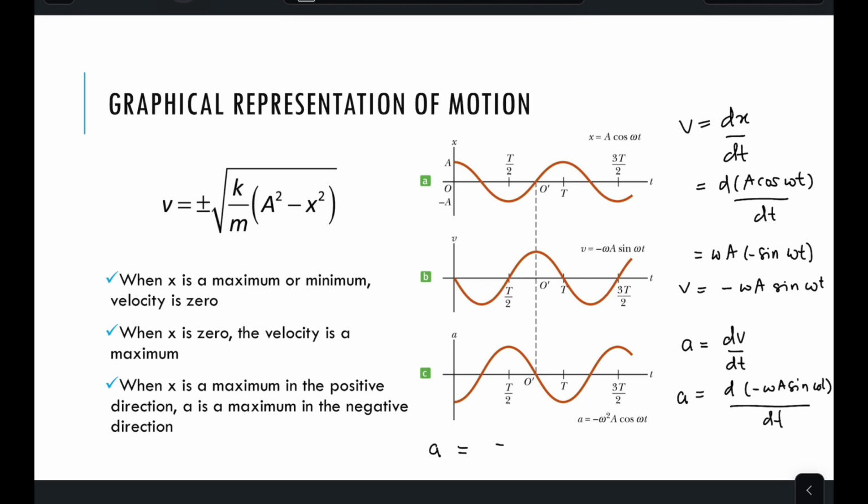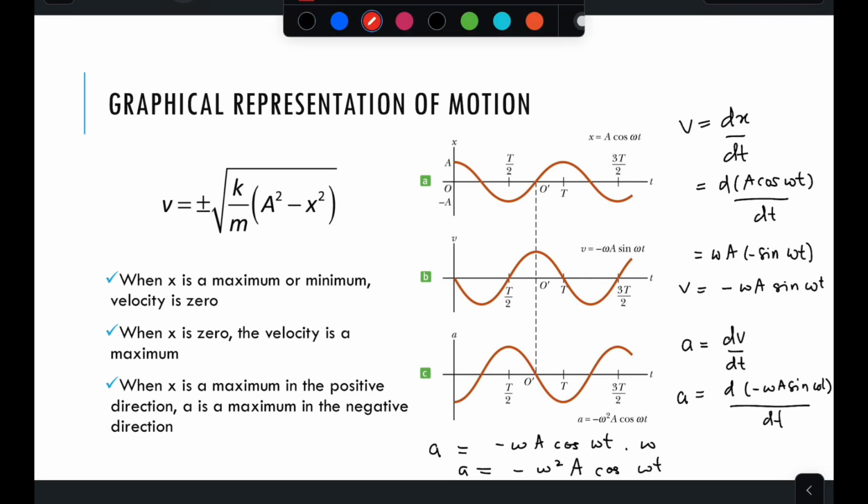So we have the constant there, negative omega A, differentiation of sine becoming positive cos omega t, cos theta, and then omega t differentiated with respect to t, so we are left with omega. So finally we have negative omega square A cos omega t. So this is how we manage to get this equation.